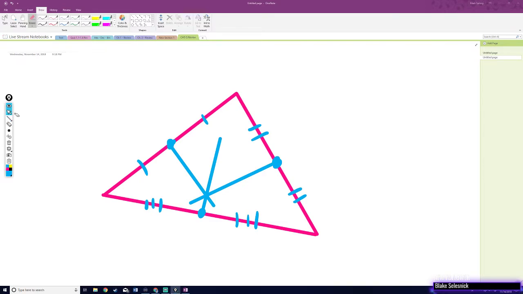Now most of the time when we draw these things, right? What they'll do is, can I just erase? Okay. What they'll basically be is only to the point of intersection.